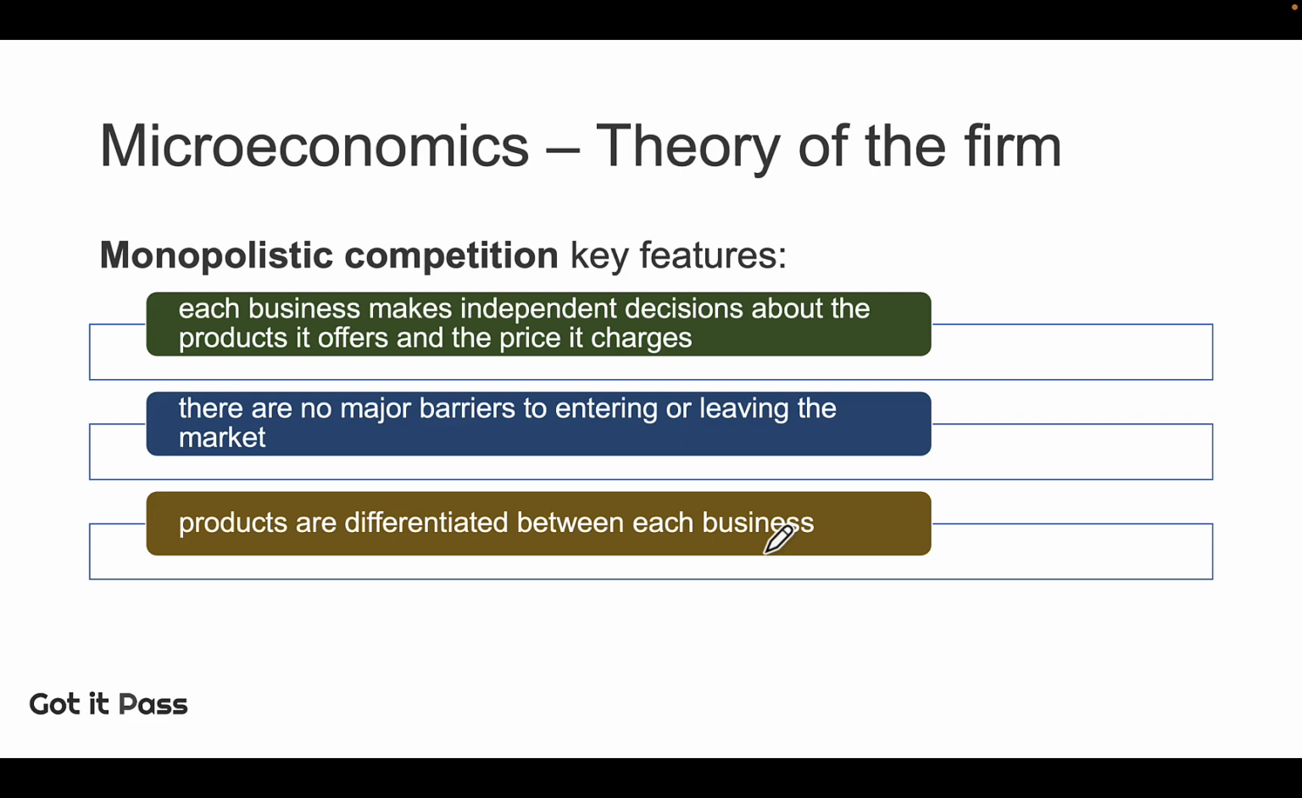The third key feature of monopolistic competition is that products are differentiated between each business. As I said, like stationery, pens, pencils, rulers, notebooks, they are slightly different, even though they have the same function. So each business has its own identity under monopolistic competition.